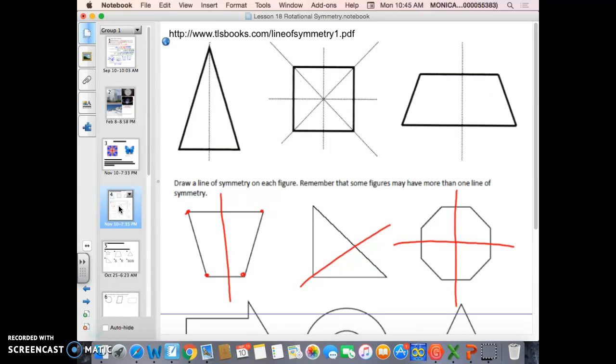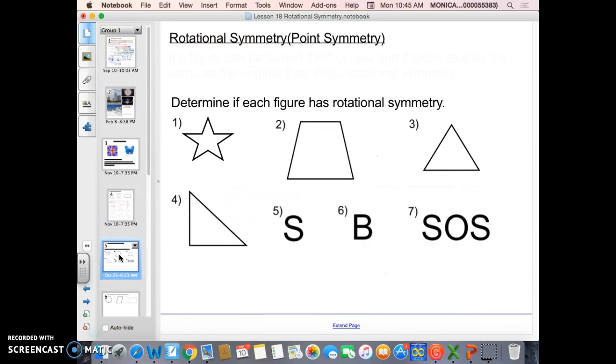Now, if I were you, I would take my paper and test it. You could use a piece of patty paper, trace the figure, fold it, and see if it folds on itself. Or you can just take your assignment and fold it and see where it folds on itself if you're struggling. All right, so that's a line of symmetry.